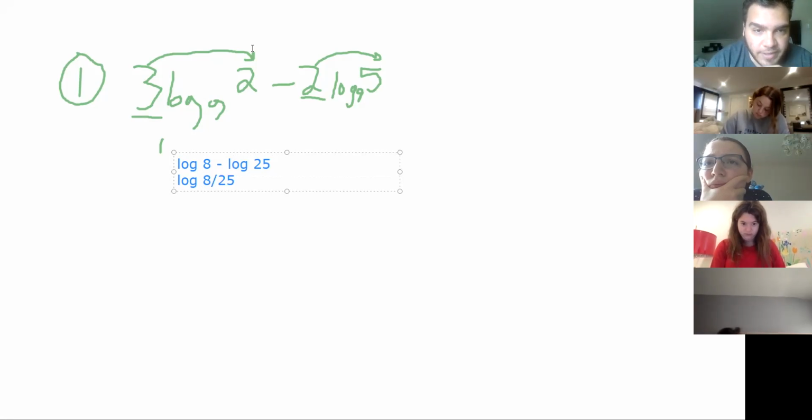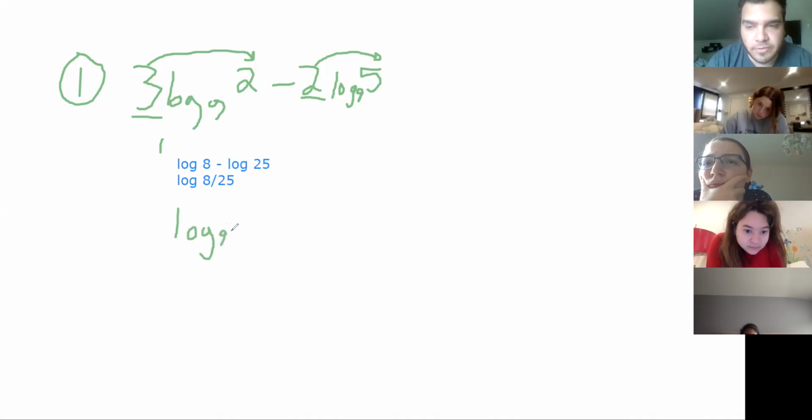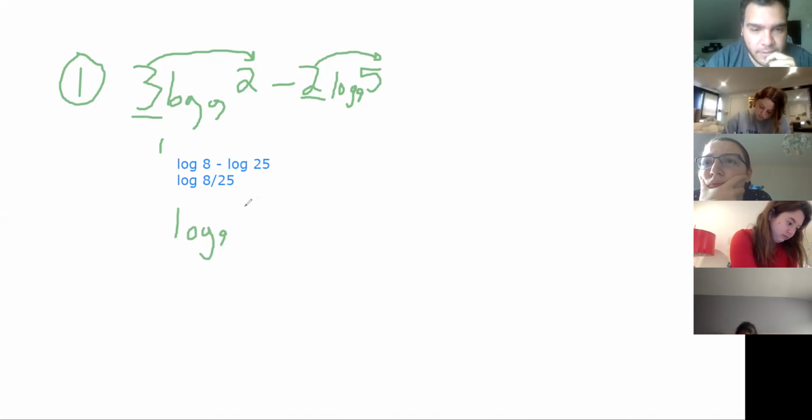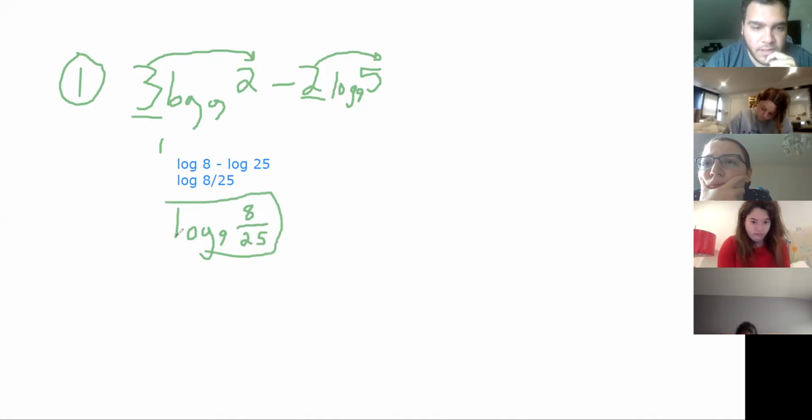And I'm going to actually write that one out. So this is how your final answer should look. Log, remember it was base 9, so the base should stay consistent. It doesn't really affect the math itself, but it should stay the same all the way through the end. 8 over 25. That's the answer.